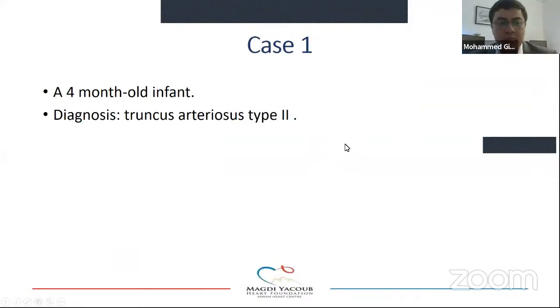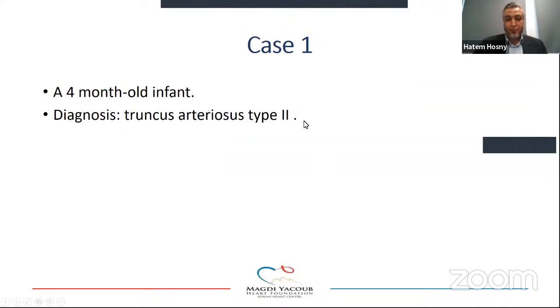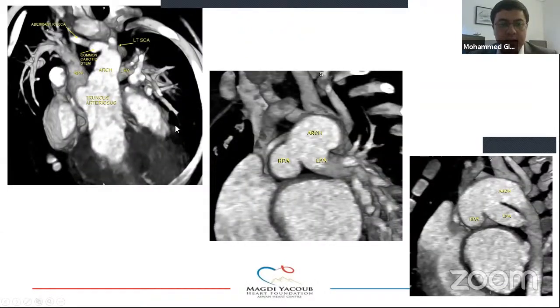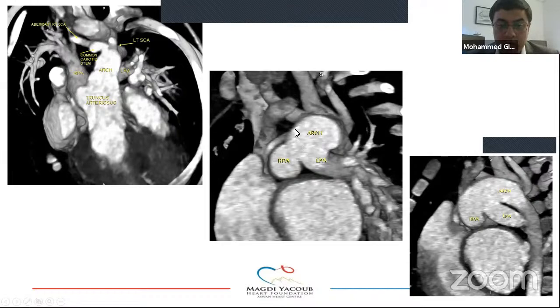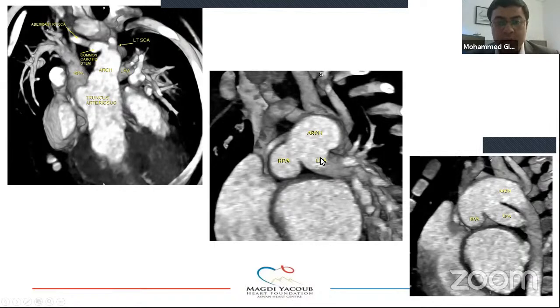Case number one, a 4 months old infant diagnosed as truncus arteriosus type 2. These are the post-processed images of the truncus. This volumetric image demonstrates the truncal trunk, a single trunk supplying the pulmonary arteries, RPA and LPA, and the aortic arch. In another view, coronal oblique, displaying the aortic arch and the origin of LPA and RPA. No main pulmonary artery identified, so it is truncus arteriosus type 2.